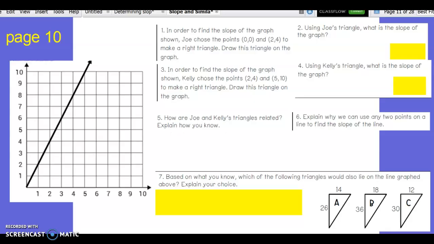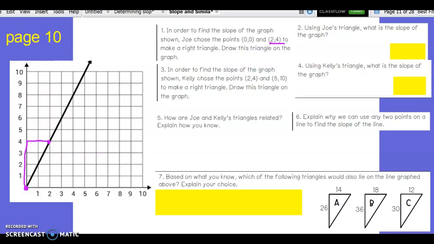This picture says, in order to find the slope of the graph, Joe chose the points (0, 0) and (2, 4) to make a right triangle. Draw this triangle on the graph. So the point (0, 0) is right here at the origin. To plot the point (2, 4), remember the first number tells you to go to the right 2, and then you go up 4. So here is our first slope triangle.